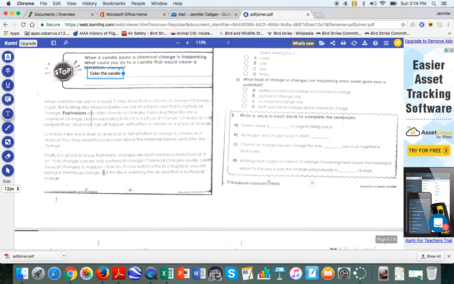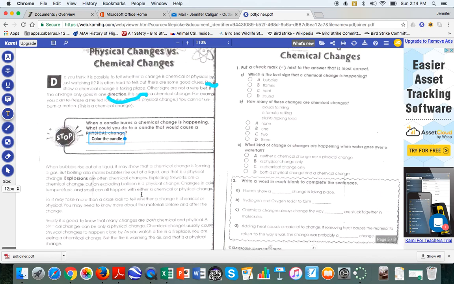So let's see down here. I just went over this. Chemical changes usually cause physical changes to happen close by. A good example: you're watching a fire in a fireplace burn. You're watching a chemical change. You can't put the wood back together. But the fire, because it's radiating heat, warms the air, and that part is a physical change. That probably confuses you.